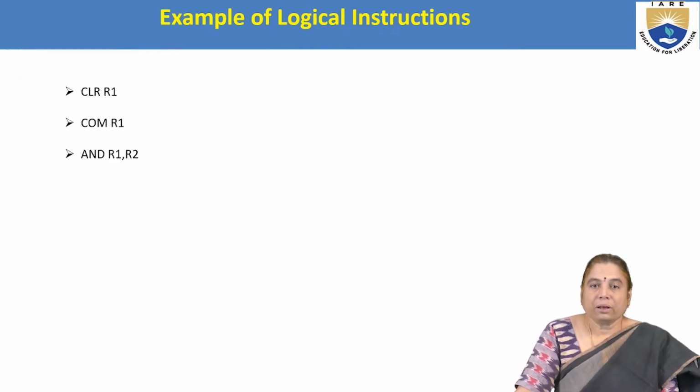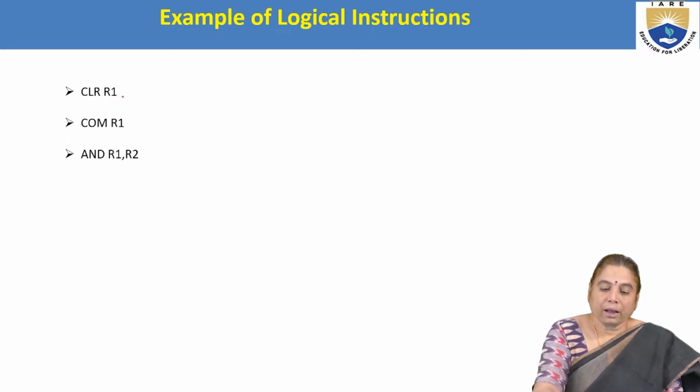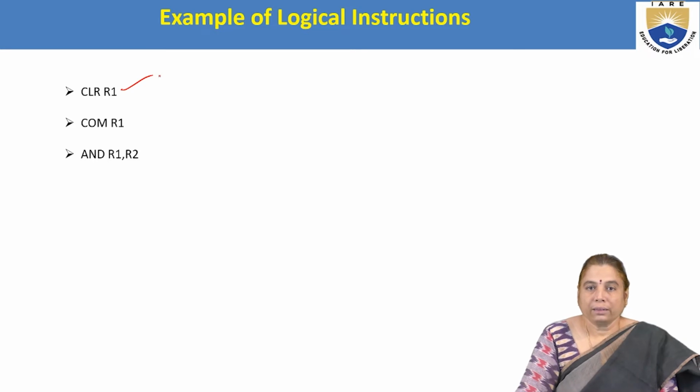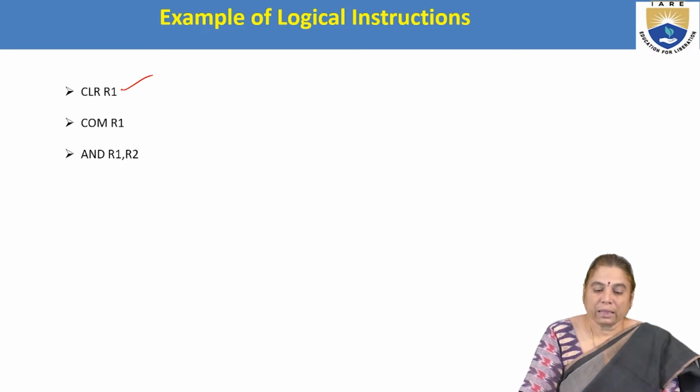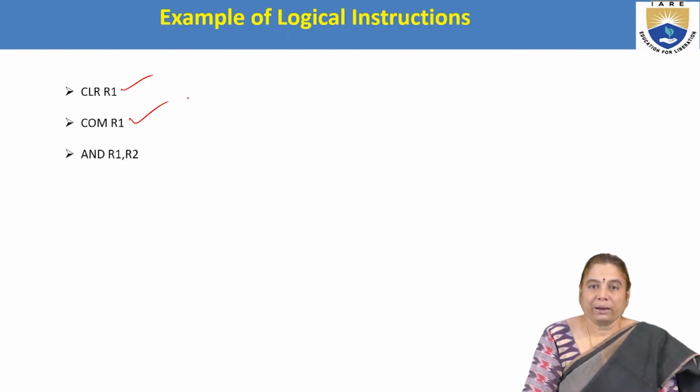So, how can these logical instructions be applied? CLR R1 clears the register R1, so 0 values are stored in R1. COM R1: the one's complement of R1 is produced. And a logical AND operation can be applied between the registers R1 and R2.